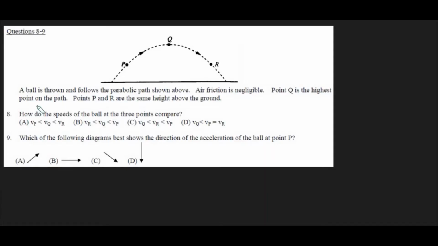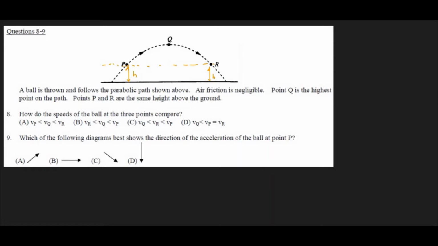So in this problem, it's given that a ball is thrown and follows the parabolic path shown above. Air friction is negligible. Point Q is the highest point on the path, and points P and R are at the same height above the ground. Let's consider those are located at the same height h, and Q is representing the maximum height. How do the speeds of the ball at the three positions, P, Q and R, compare?